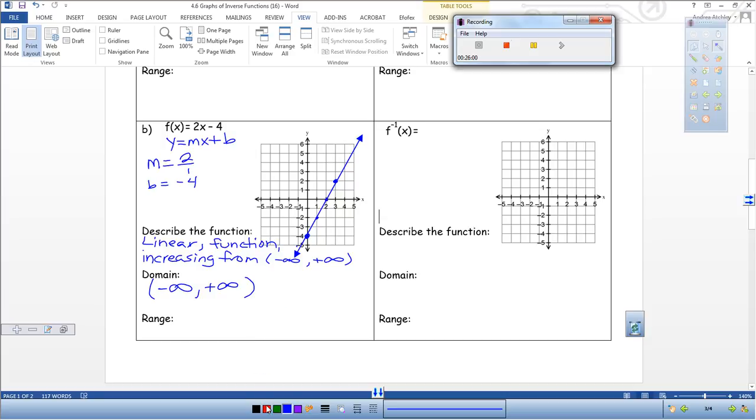Now the range. Range is up and down. Evan, what is the range here? Very good. It's going to go forever up and forever down. So negative infinity to positive infinity. Any questions over that? We're all good? Okay. Next one.